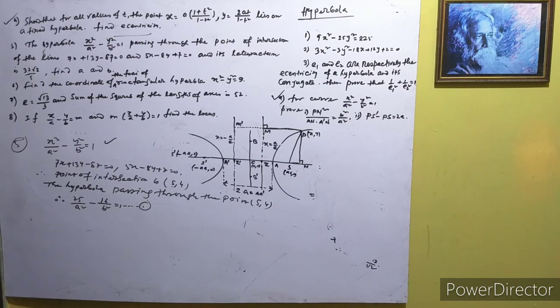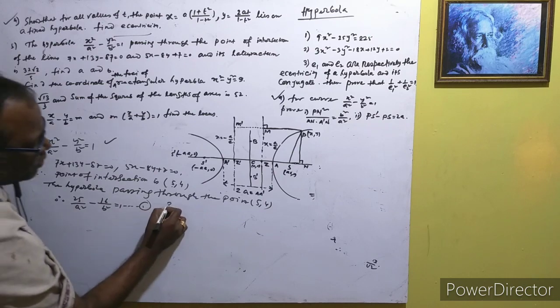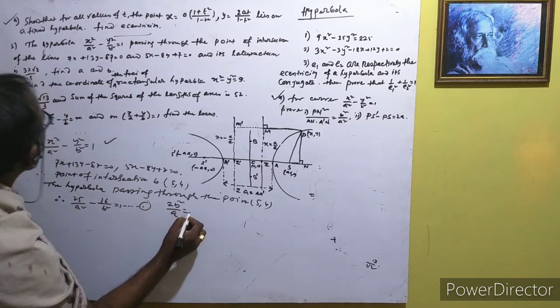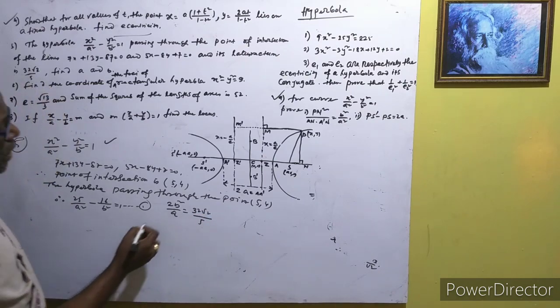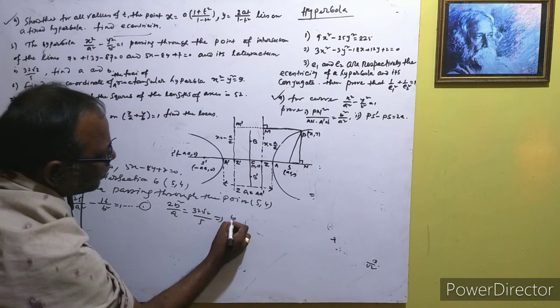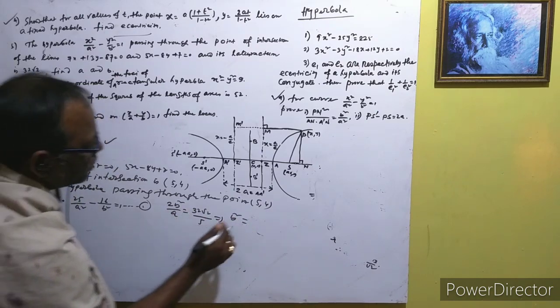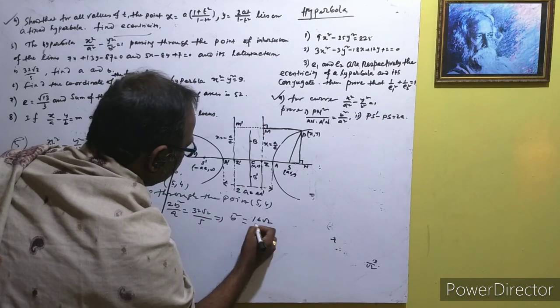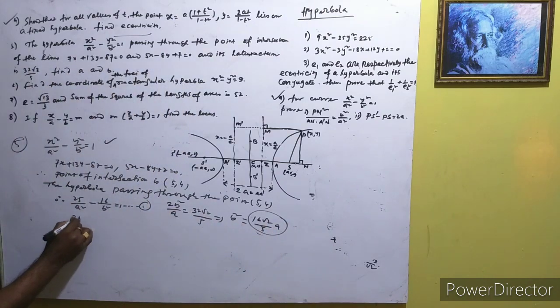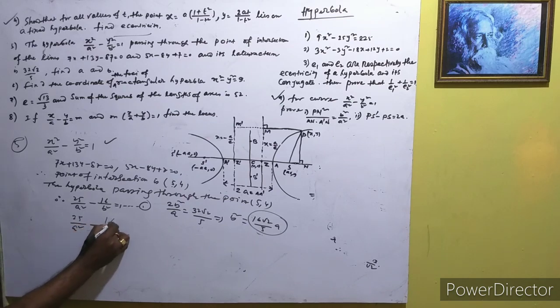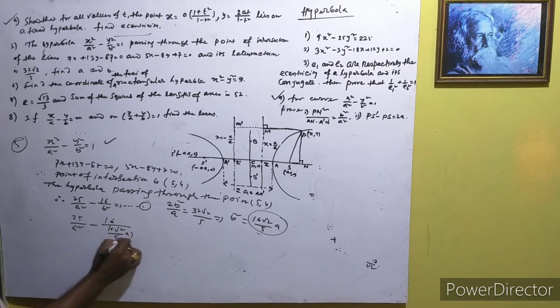And now another condition is given: the latus rectum. You know the latus rectum is 2b square by a, that is 32 root 2 by 5. This implies that b square by a... 2 cancelled, so b square is 16 root 2 by 5 into a. Put this b square in. Now 25 by a square minus 16 by b square, where b square is 16 root 2 by 5 into a, equals 1, so 16 cancels.